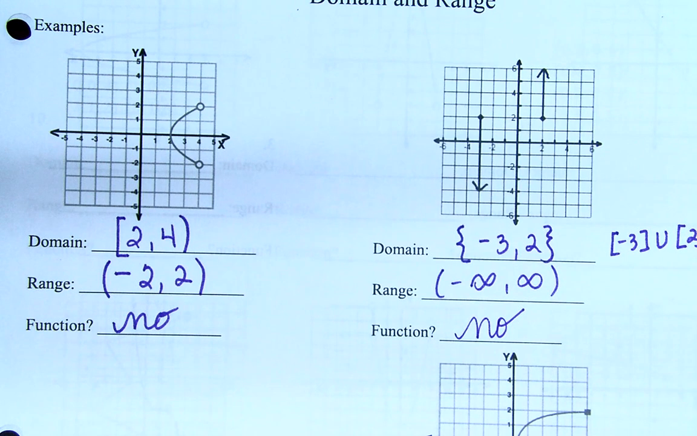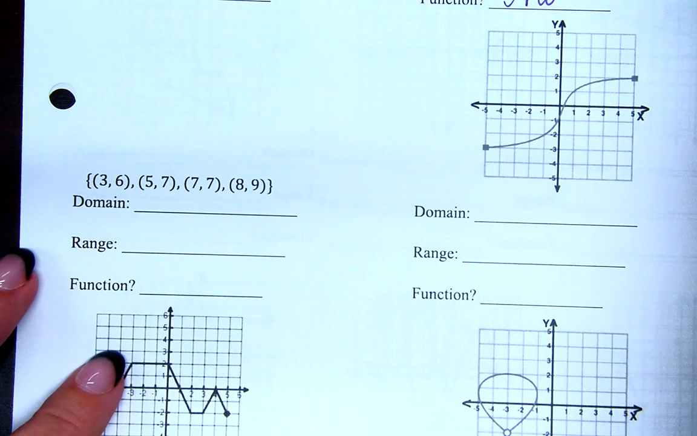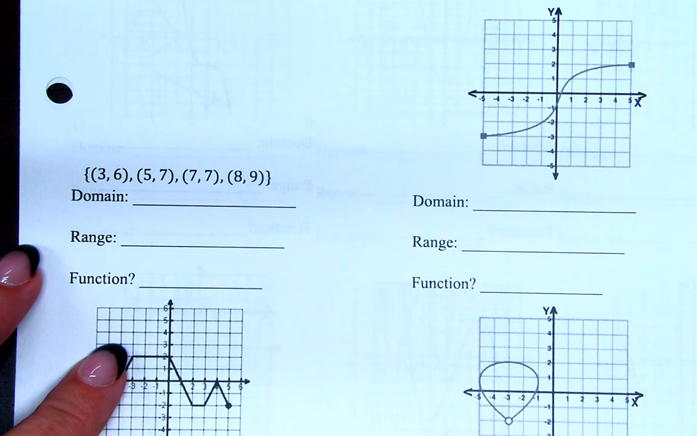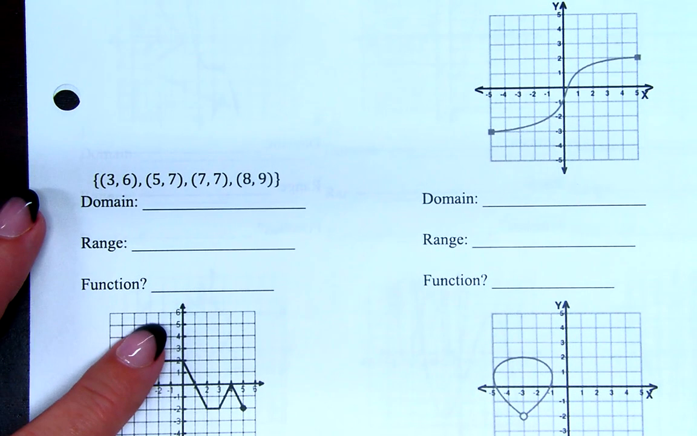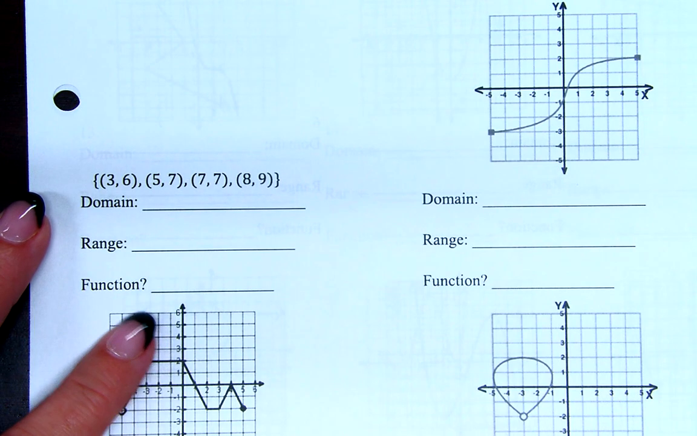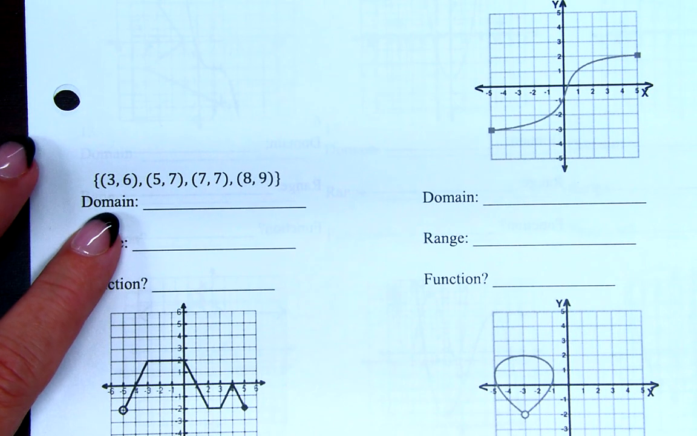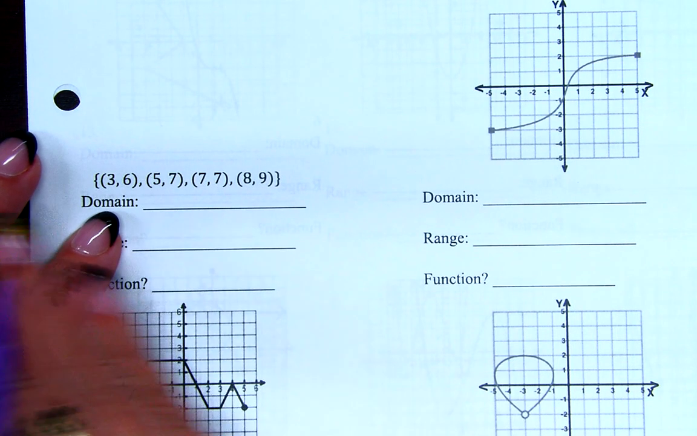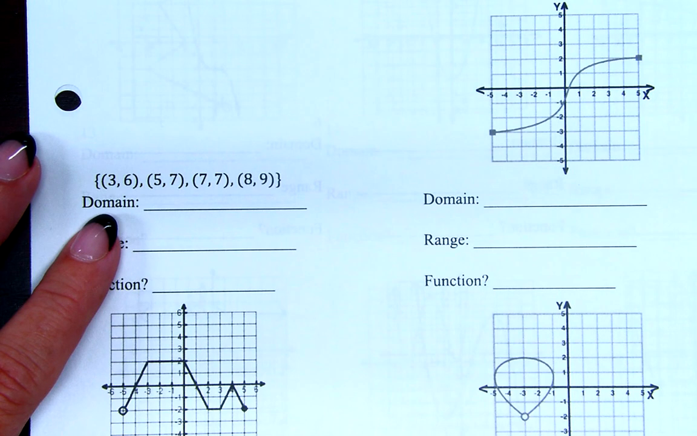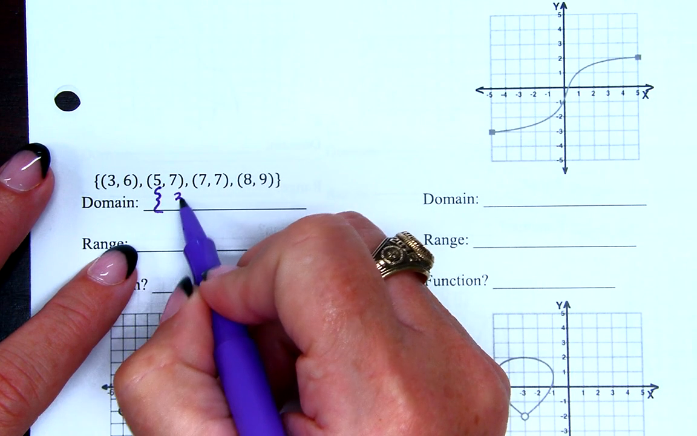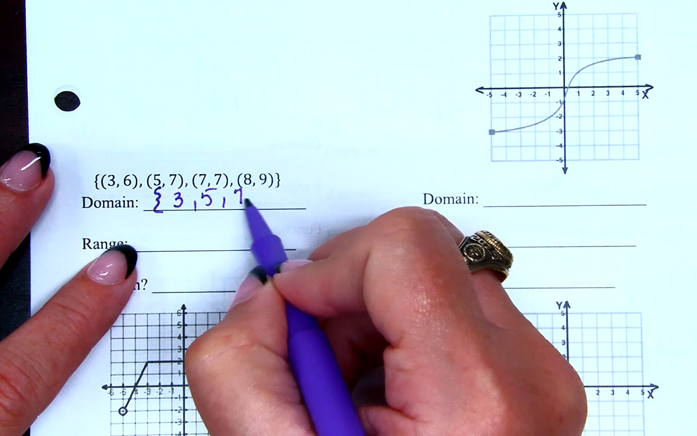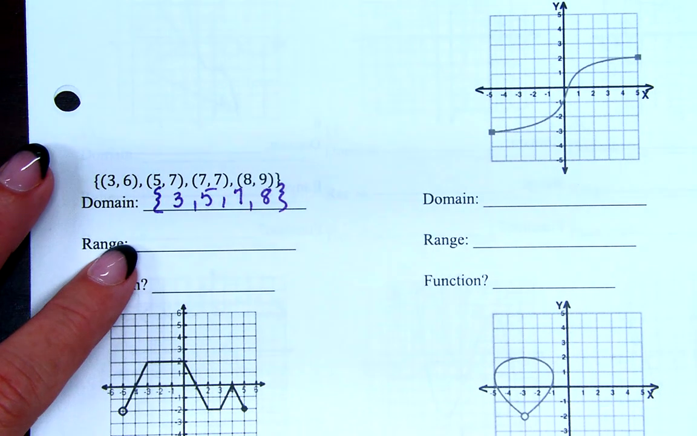Are you okay so far? Okay. So look at the next one, the next example. Oh, this is different. It's not a graph this time, right? So we have to think a little bit different. What's domain again? X values. So what X values are here? 3, 5, 7, 8. So we're going to use our pretty braces again and say 3, 5, 7, 8. Those are the ones that are there.